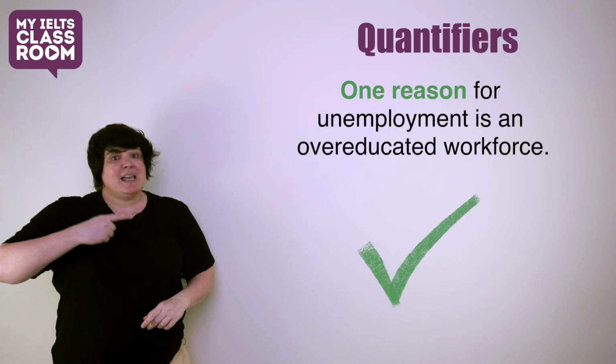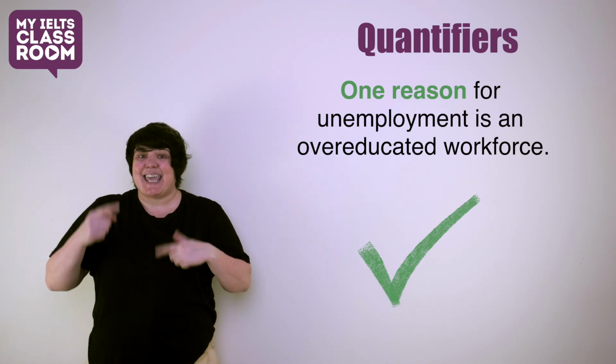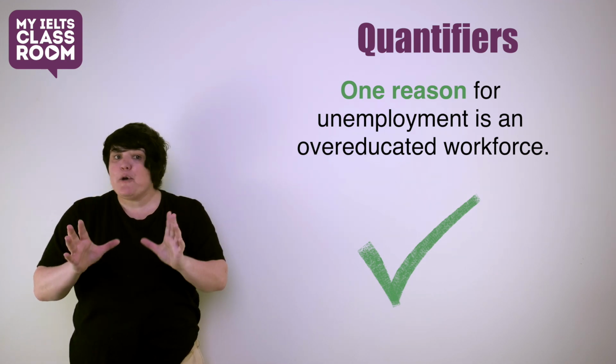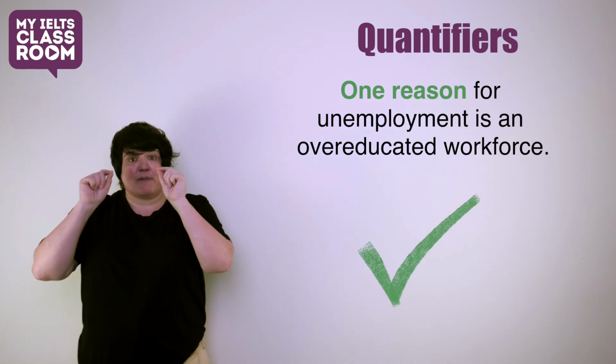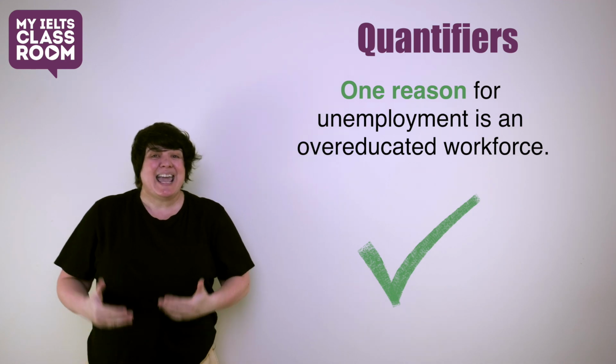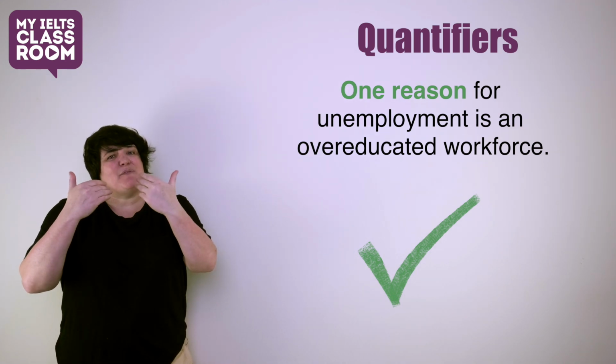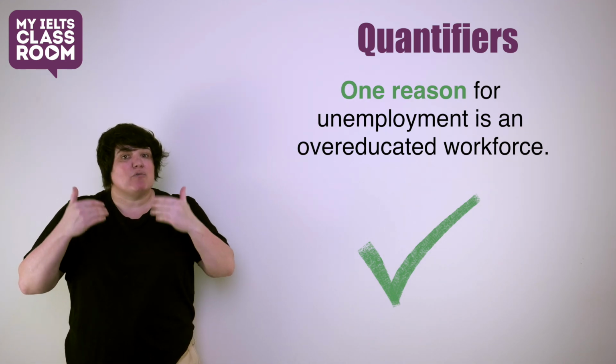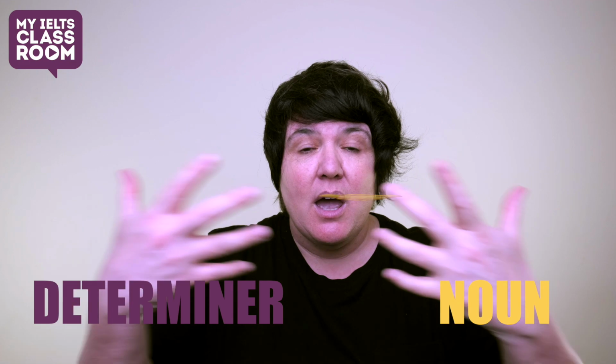But this is the mistake that I see again and again. So go back, check your essays. If you've been making this mistake, please change it, because to be honest, it's a simple mistake, but it is very damaging for your grammatical range and accuracy scores. So those are the rules for determiner and noun agreement.